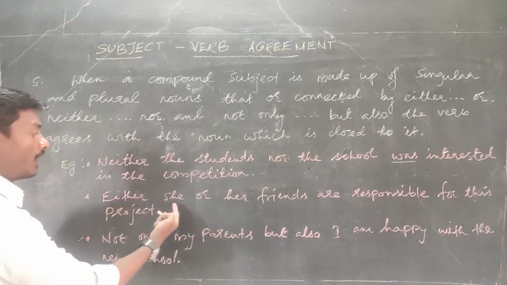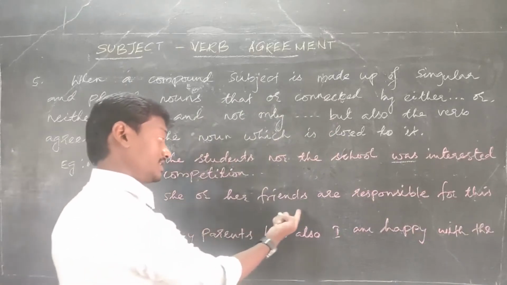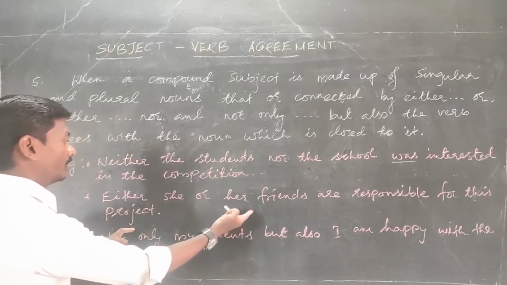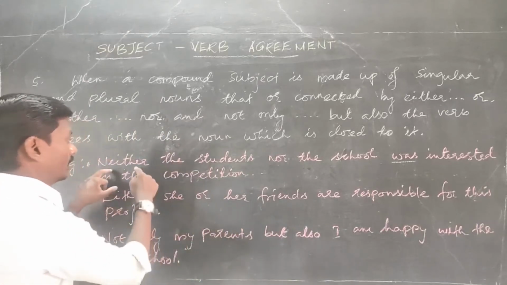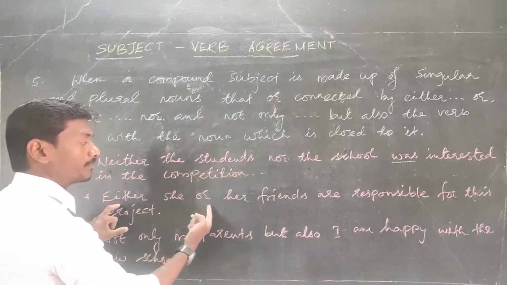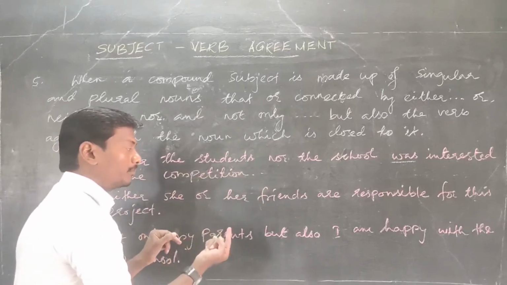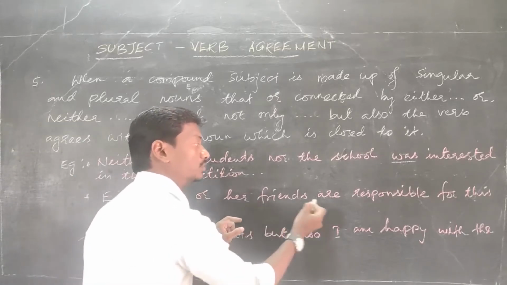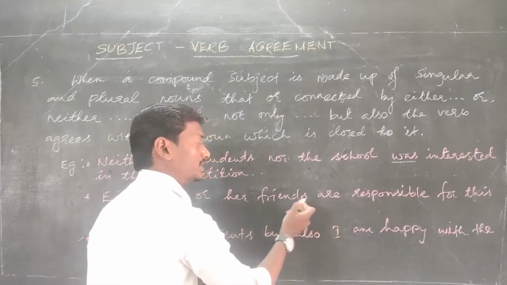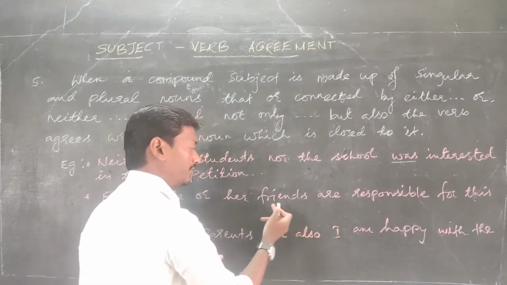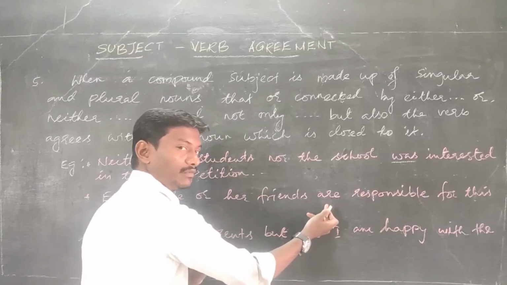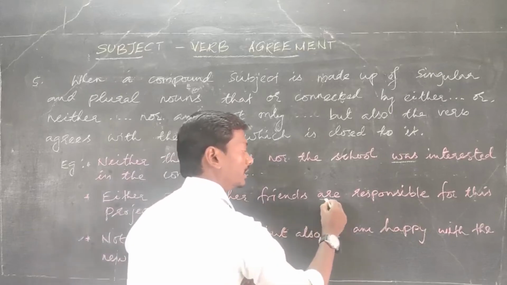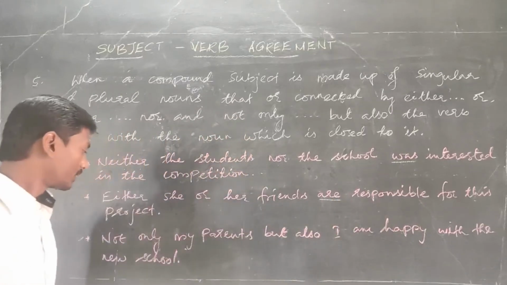Next, either she or her friends. Already told you, neither nor, either or: when they come, we have to take the second noun. According to the second noun, we have to write the verb. If it is singular, we write a singular verb. If it is plural, we write a plural verb. Her friends is plural, so we have written here are, a plural verb.